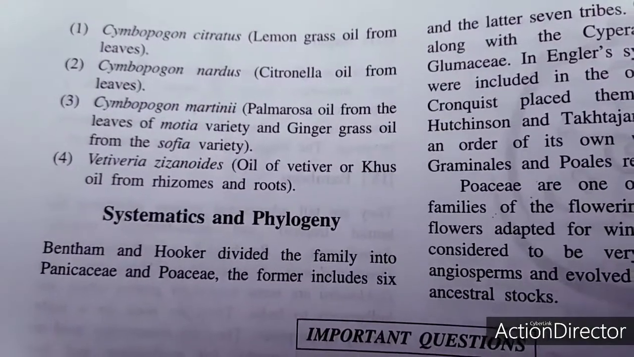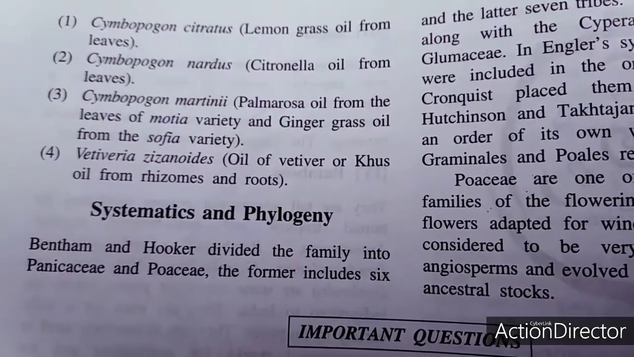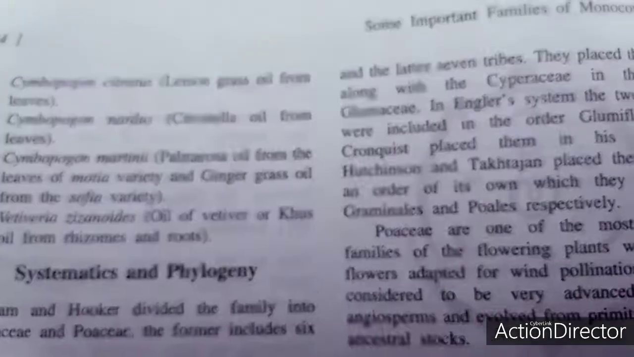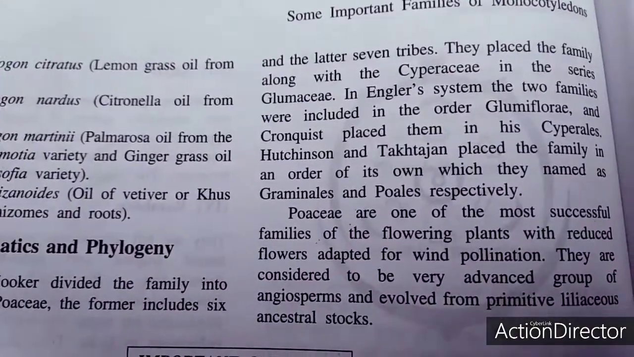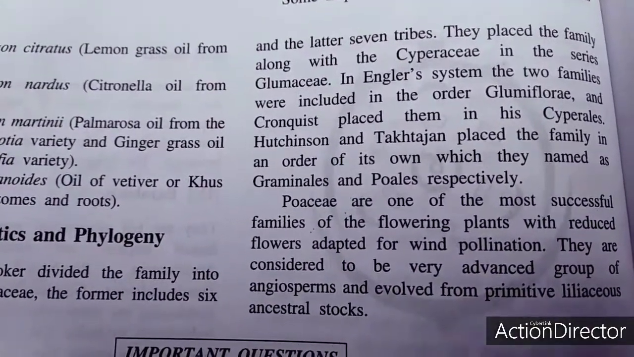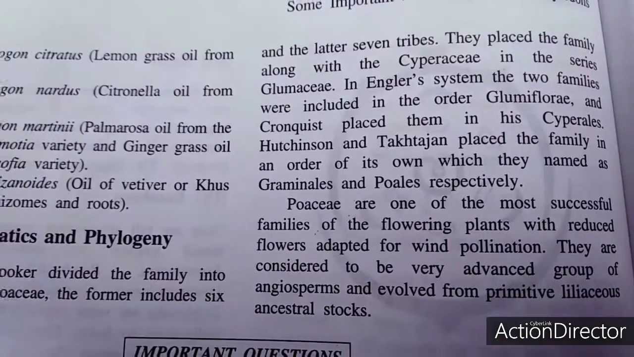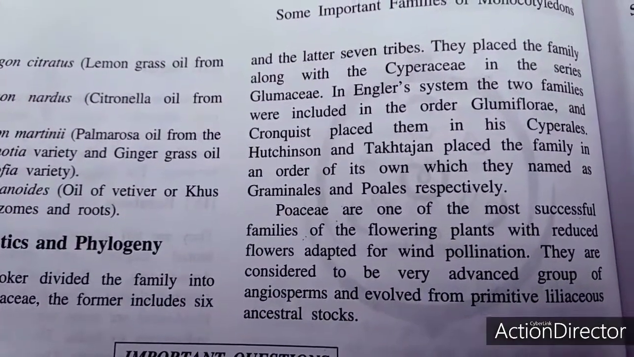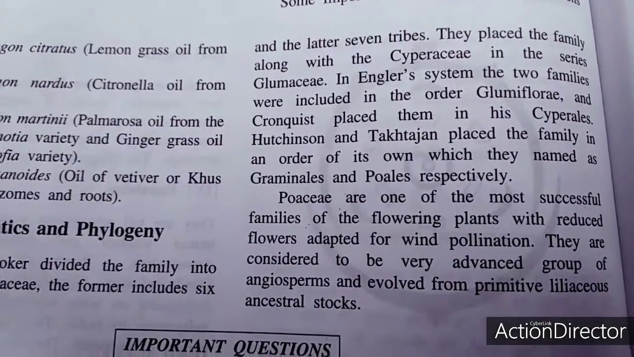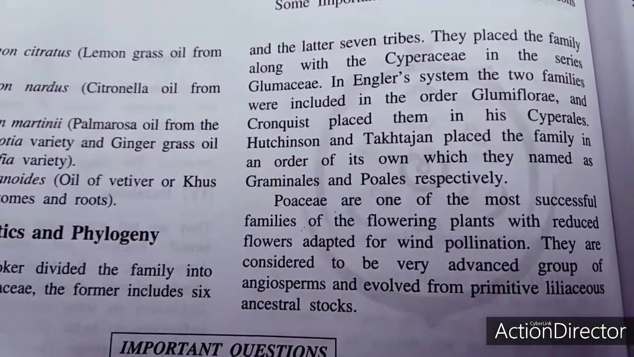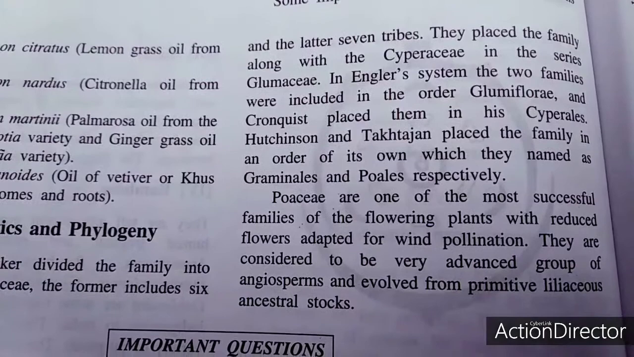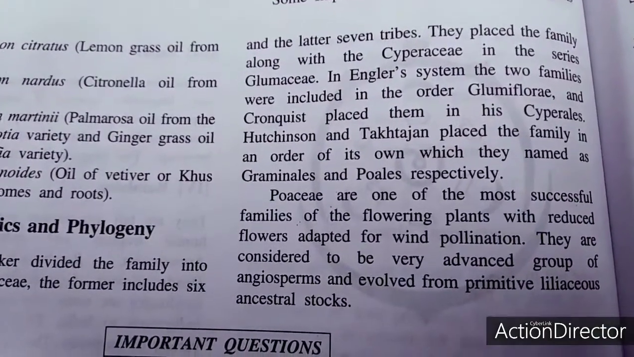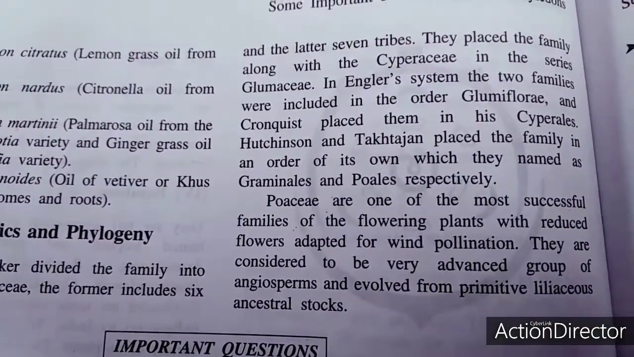Bentham and Hooker divided this into two, Paniceae as well as Poaceae. The former included 6 and the latter 7 tribes. They placed the family along with the Cyperaceae into the series Glumaceae. Engler's system placed them into two families with the Glumiflorae, and Cronquist placed them into the Cyperales. Hutchinson and Takhtajan placed the family in the orders which they named Graminales and Poales respectively.